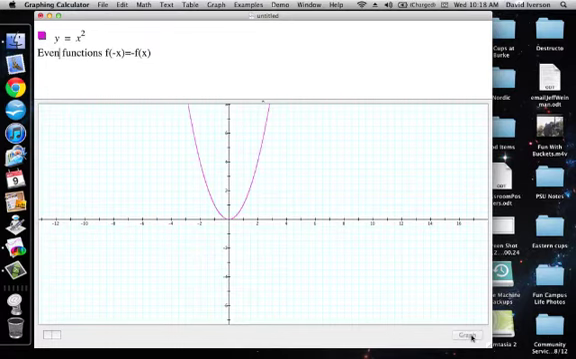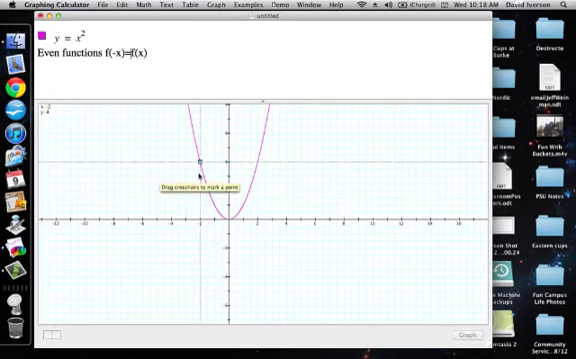Even functions. Here's our good old even function. In this case, f of x is equal to f of negative x. So if I plug in x equals 2, I get y equals 4. If I plug in x equals negative 2, I get y equals 4. So the f of 2 is 4, and the f of negative 2 is also 4.